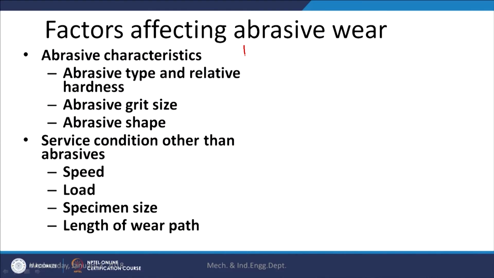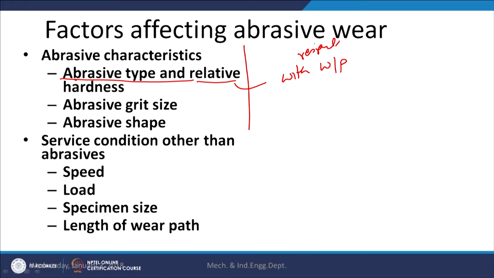So, just a quick look at the different factors that affect the abrasive wear behavior of the material. These include the abrasive characteristic, meaning which type of abrasive will be causing the wear of the material due to abrasion. So, it is the abrasive type and its relative hardness, relative hardness with respect to the workpiece.